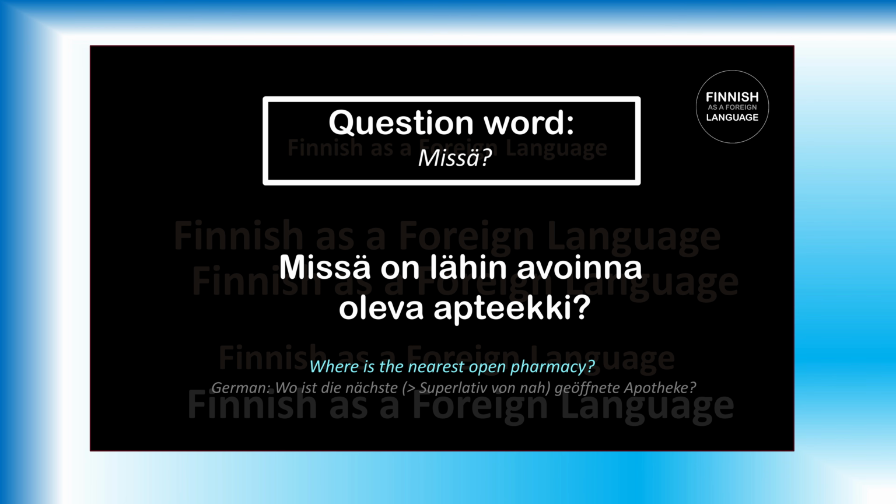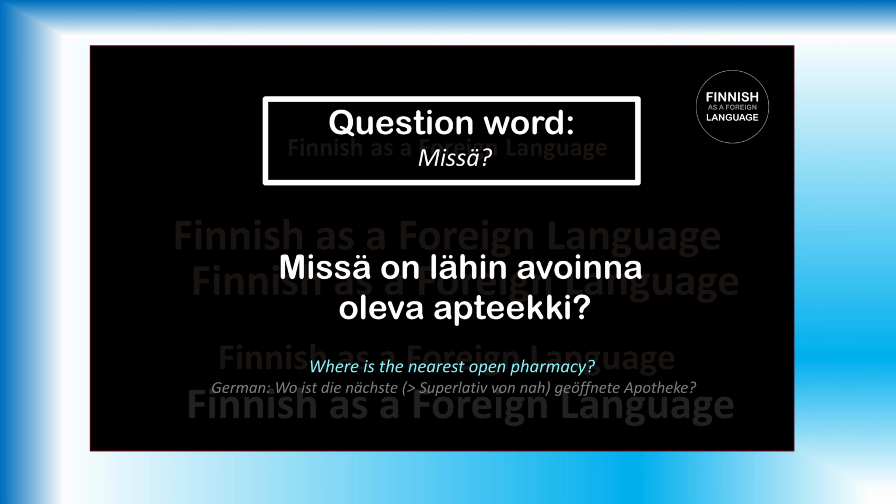Let's go step by step. Missä means where, on is, lähin means nearest or closest, and avoinna oleva literally means being open, which describes something that is currently in a state of being open, like here an open pharmacy. So avoinna oleva apteekki means a pharmacy that is currently open or a pharmacy being open now. Apteekki means pharmacy.